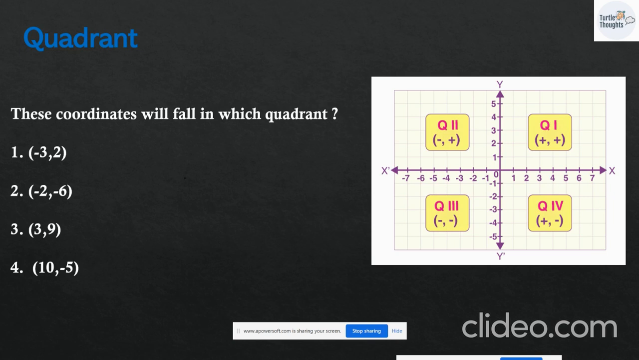Now, can you answer this question? These coordinates will fall in which quadrant? First one, minus 3 comma 2. So here x is negative, y is positive. Minus comma plus, in which quadrant?